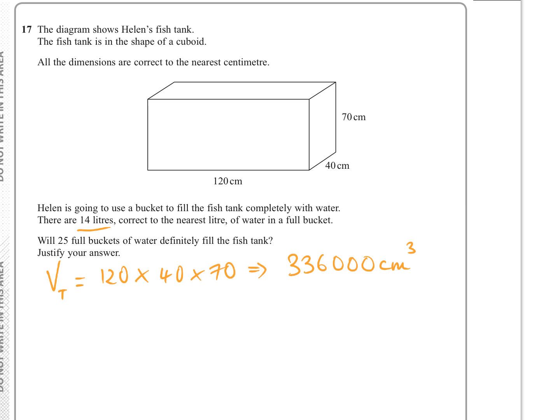I think the trick here is all the dimensions are correct to the nearest centimetre, and here the 14 litres is correct to the nearest litre. So what we can do is pretend that we were doing it this way. And then what we've got to do is try and find the most amount of buckets that we could possibly get to see whether 25 would be enough.